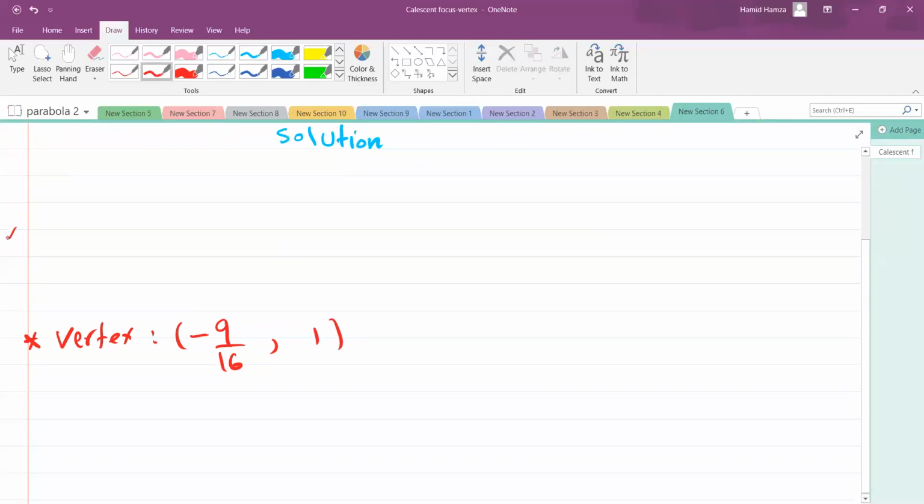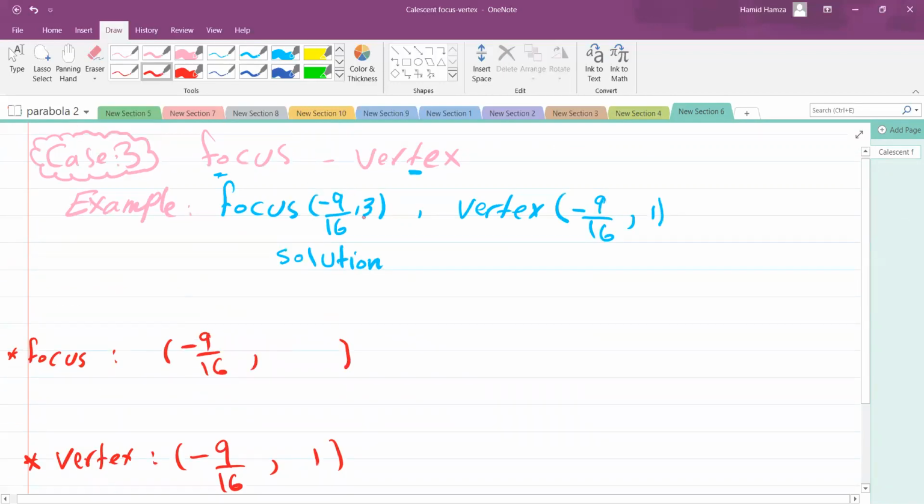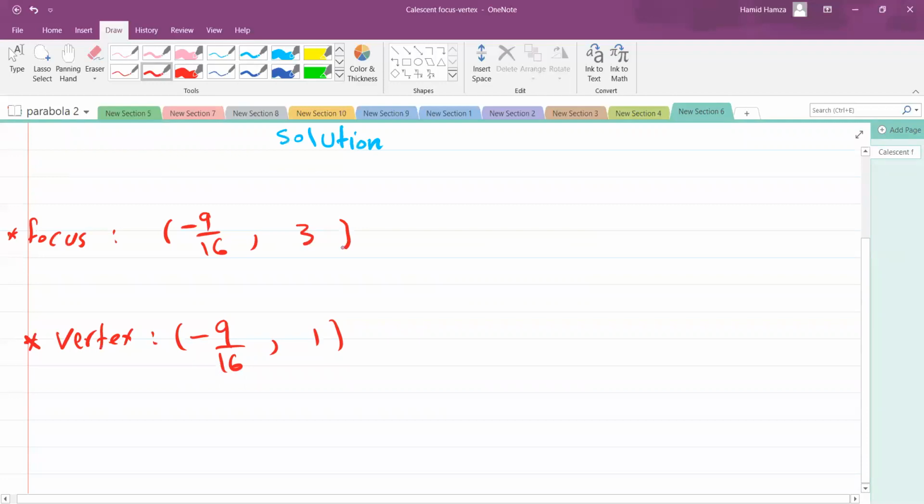And also, we are given the focus. So write it above it directly. So negative 9 over 16, and what? And 3. So if you compare between these, you will find one of the two parts is constant, the x part or y part. So which part is it? This part is constant. It is not changed.